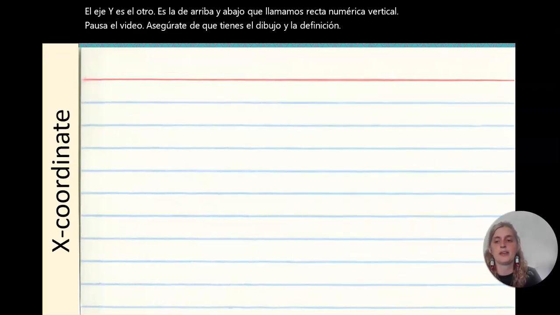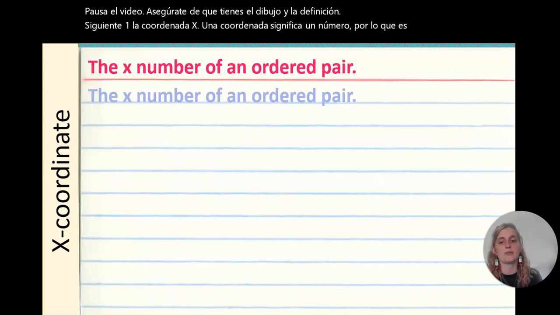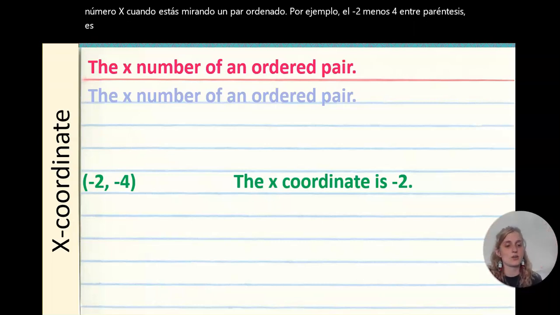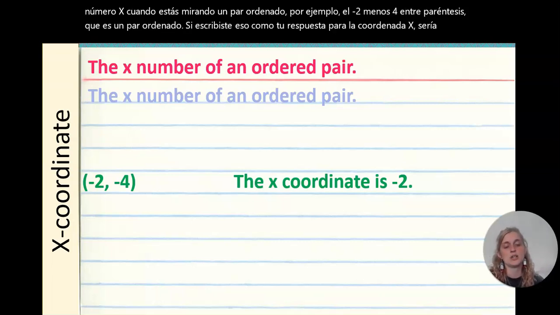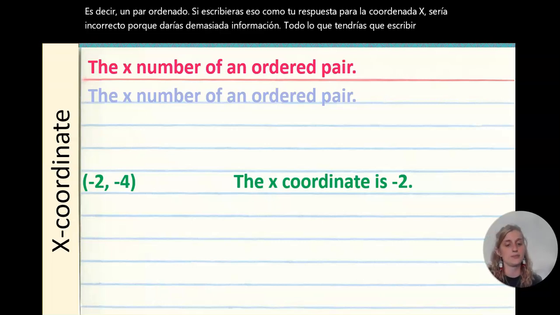Next one. The x-coordinate. A coordinate means a number. So it's the x number when you're looking at an ordered pair. For example, the -2, -4 in the parentheses, that is an ordered pair. If you wrote that as your answer for the x-coordinate, it would be wrong because you'd give too much information. All you would need to write is -2, because that's the x number.